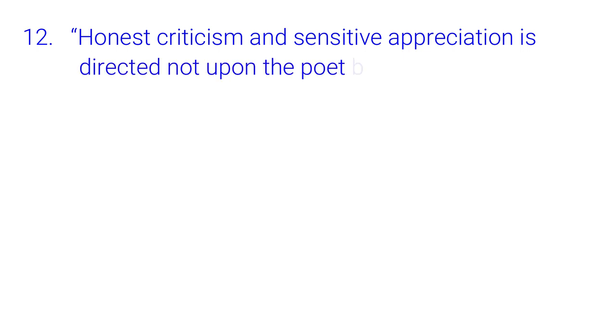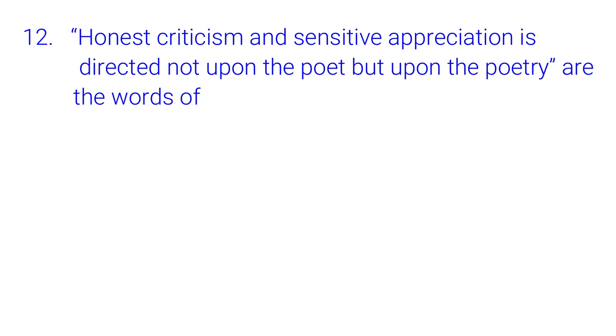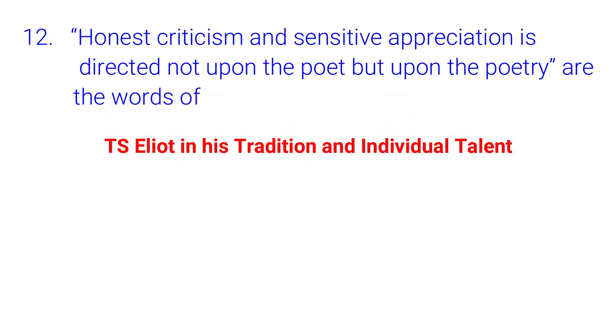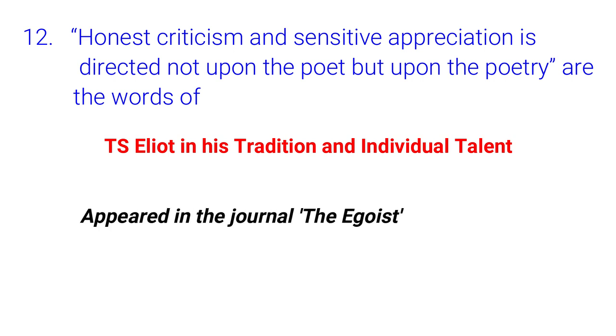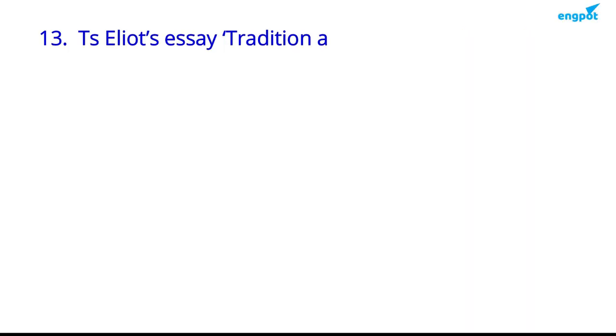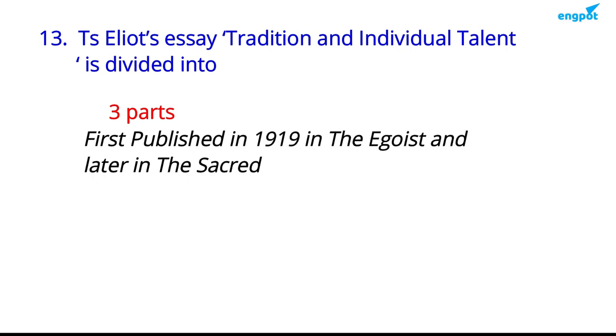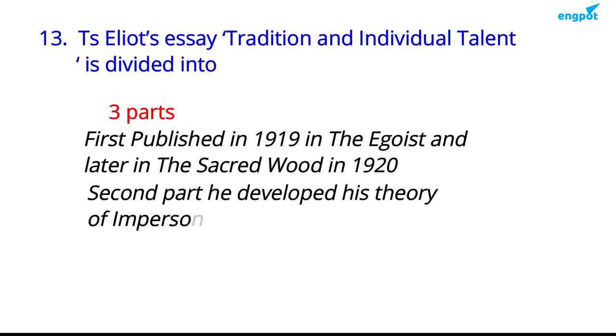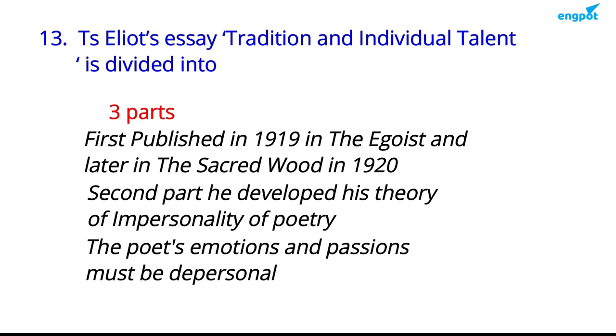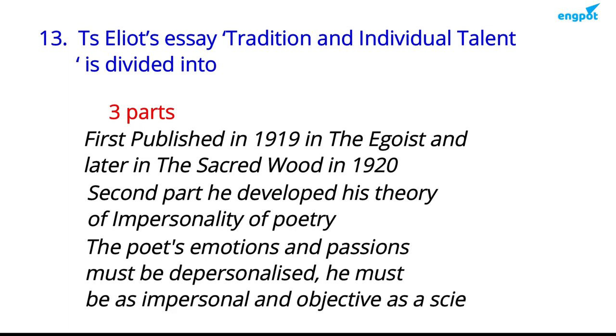Honest criticism and sensitive appreciation is directed not upon the poet, but upon the poetry, are the words of T.S. Eliot in his Tradition and Individual Talent. This essay appeared in the journal The Egoist. The essay is divided into three parts. It was first published in 1919 in The Egoist and later in The Sacred Wood in 1920. In the second part of the essay, he developed his theory of impersonality of poetry. He also wrote, the poet's emotions and passions must be depersonalized. He must be as impersonal and objective as a scientist.